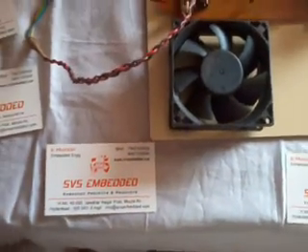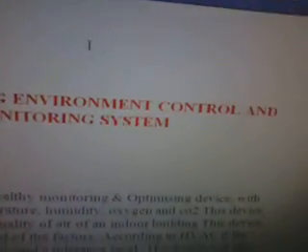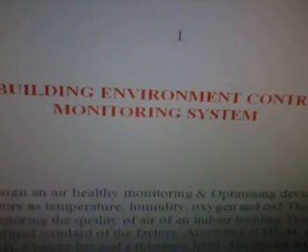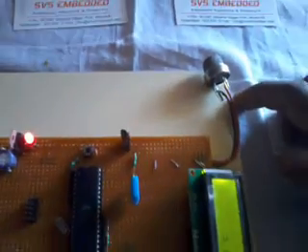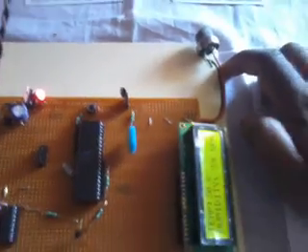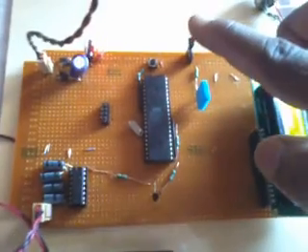The project title is Smart Building Environment Control and Monitoring System. In this project, we are using a lot of sensors: temperature, humidity, and carbon dioxide. Oxygen is not possible, it is not a sensor. So the temperature sensor is LM35, the humidity sensor, and the MQ2 gas sensor, which is a smoke sensor or carbon monoxide sensor.